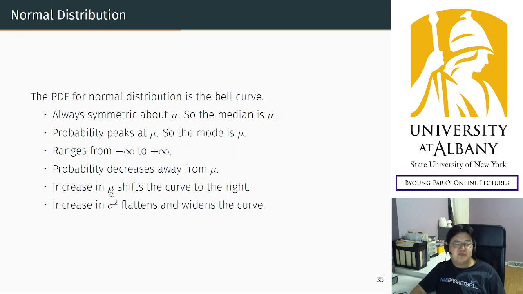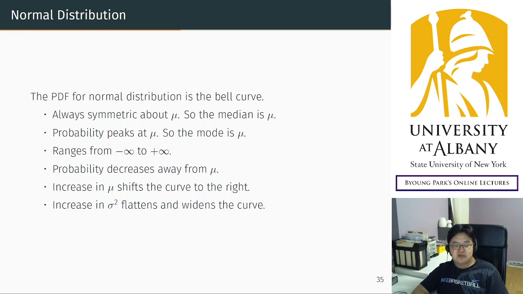And I explained this: an increase in the mean shifts the curve to the right, a parallel shift. But an increase in the variance is about the curve being flat or tall, widening. So this is what we briefly learn from the bell curve. That is the normal distribution.